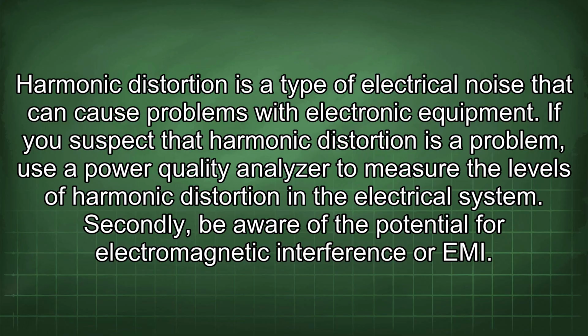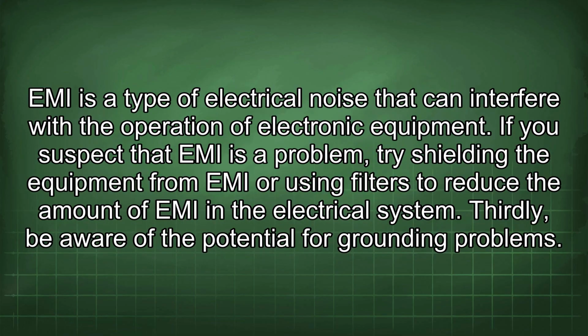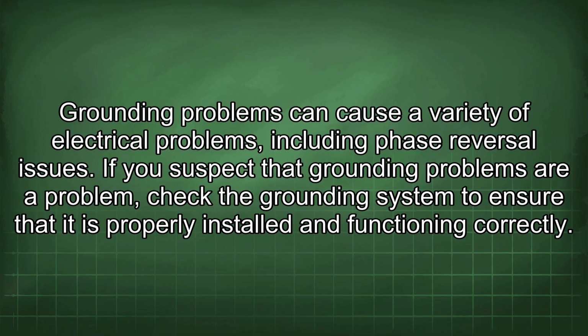Secondly, be aware of the potential for electromagnetic interference, or EMI. EMI is a type of electrical noise that can interfere with the operation of electronic equipment. If you suspect that EMI is a problem, try shielding the equipment from EMI or using filters to reduce the amount of EMI in the electrical system. Thirdly, be aware of the potential for grounding problems. Grounding problems can cause a variety of electrical problems, including phase reversal issues. If you suspect that grounding problems are a problem, check the grounding system to ensure that it is properly installed and functioning correctly.